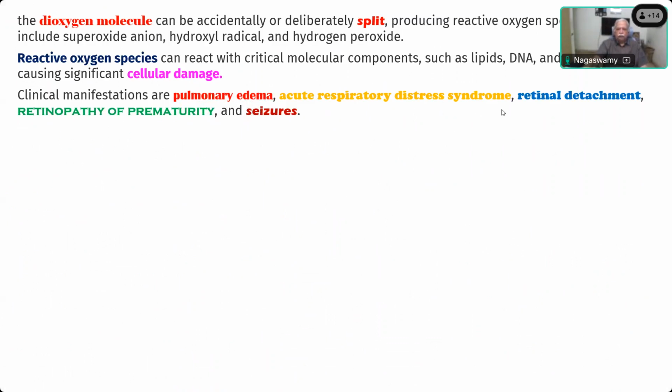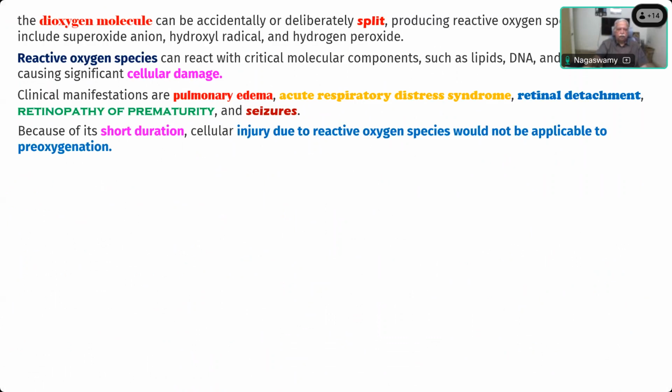And acute respiratory distress syndrome, retinopathy of prematurity, seizures. Excessive oxygen toxicity can manifest as lung toxicity and central nervous system toxicity. So that is a topic by itself. So prolonged oxygen or too high a concentration can produce this problem. And because of the short duration of exposing the patient to 100% oxygen, this injury will not always be applicable to pre-oxygenation. Whereas in an ICU setup, if you give 100% oxygen for a longer duration, then there is a possibility of these things happening.